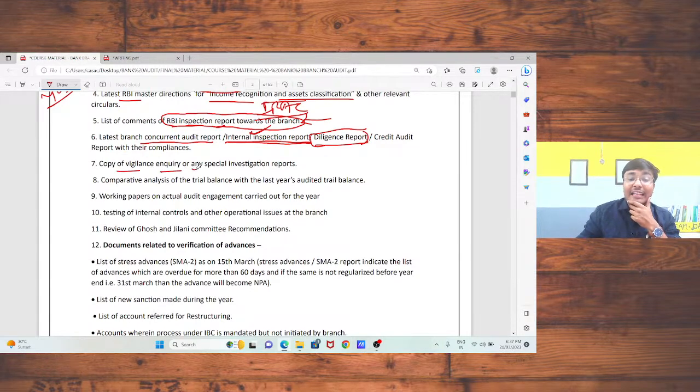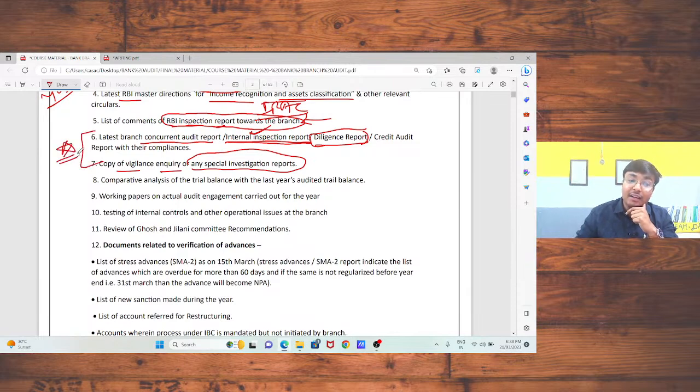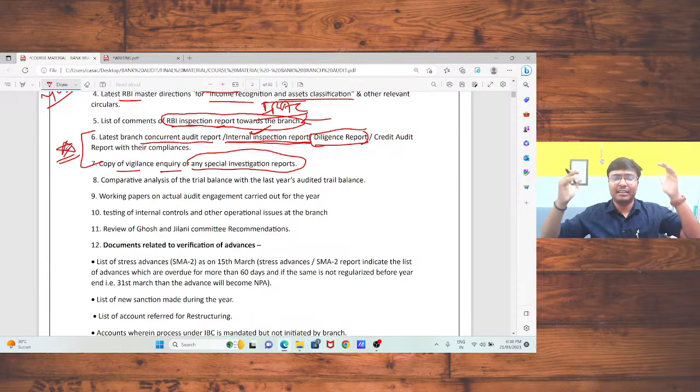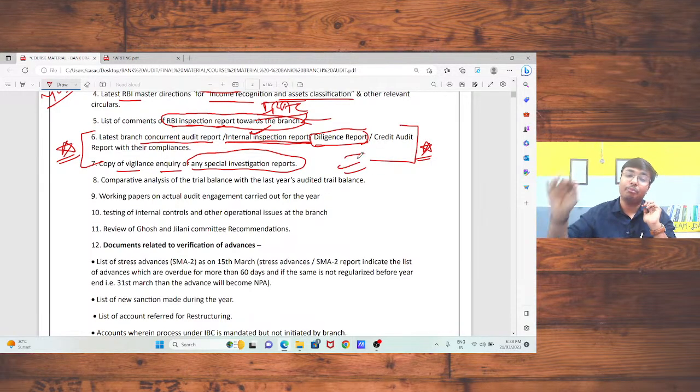Copy of vigilance inquiry or any special investigation. These are the questions we should ask the branch manager: whether these audits are specifically applicable to your branch or not, and if yes, then provide the same. Okay sir, so we need to take care of it. If there are any adverse comments there, the branch manager will not provide you the same. In that case you should raise one mail to your zonal office and communicate that, sir, we want to know whether any type of audit has been done in that particular branch or not. If the zonal office says that no audit has been conducted regarding that, this is a proof for us. So we can do this exercise also for getting all the reports.